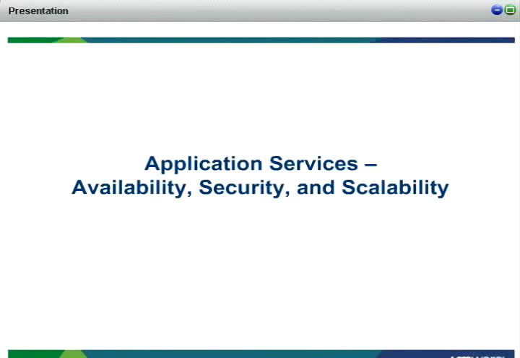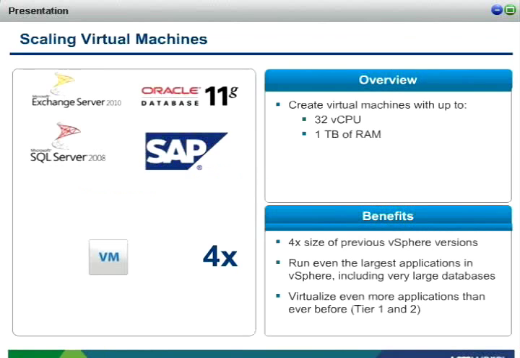So speaking of some of those other areas, let's go on and talk more around application services. So we'll talk a little bit about availability, a little bit about security, and also a little bit about scalability as well. So the first piece has to do with running those mission-critical applications in the virtualization platform.